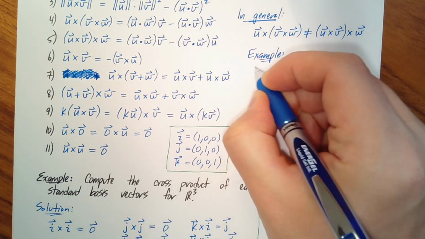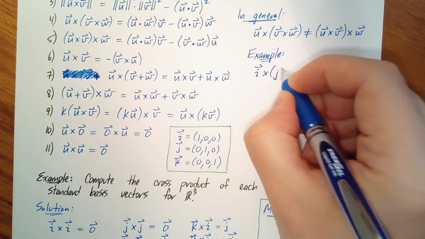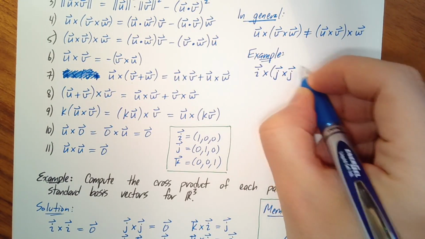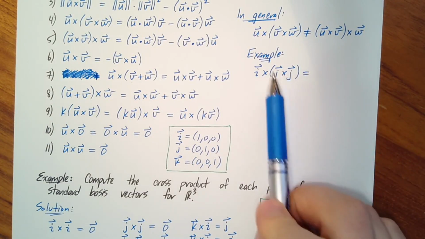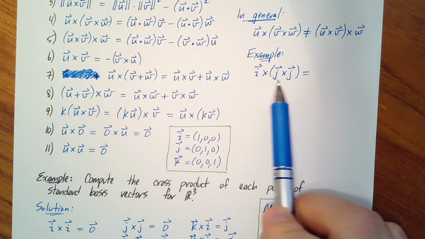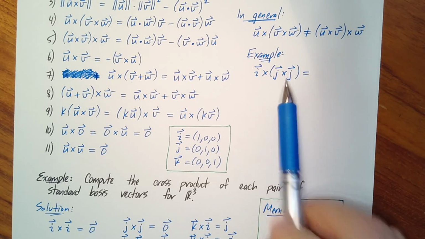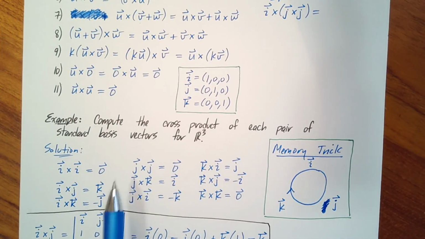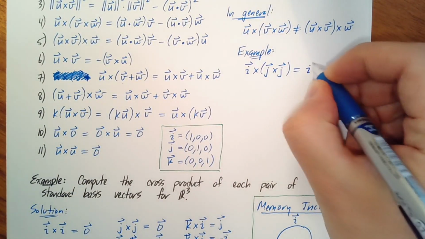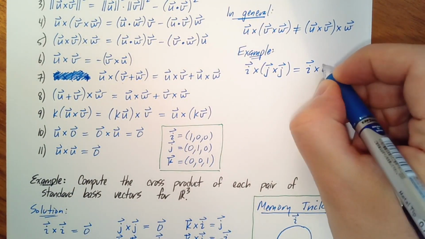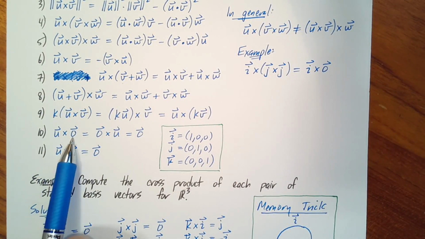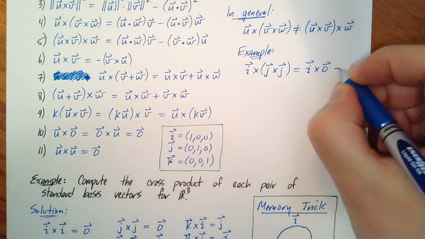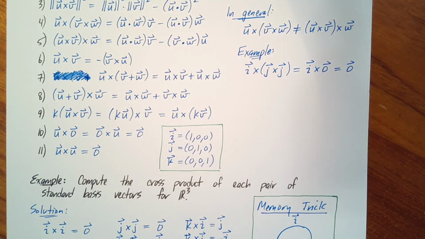So let's go i cross j cross j. Well, what would that be? Well, on the right, these brackets would tell you that you have to compute this cross product first. So the cross product of j with j gives us the 0 vector. So this is really i crossed with the 0 vector. And property 10 says that any vector crossed with the 0 vector just gives you the 0 vector. So we end up getting the 0 vector.